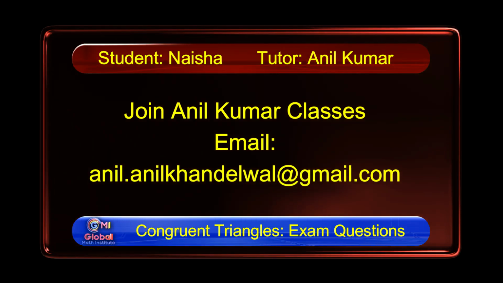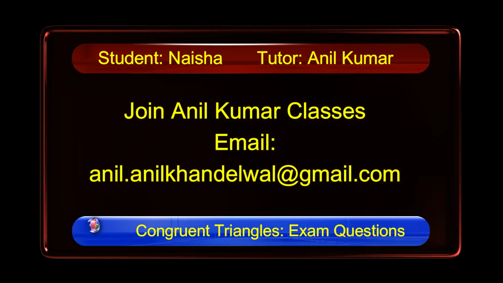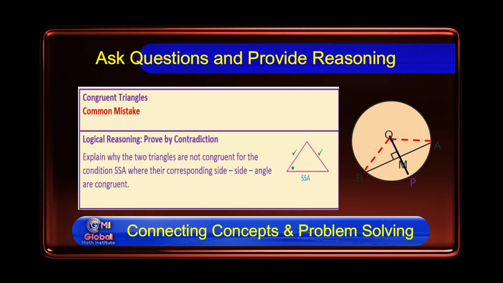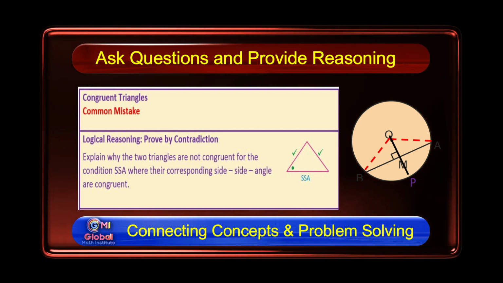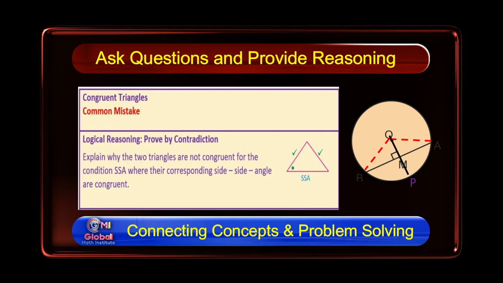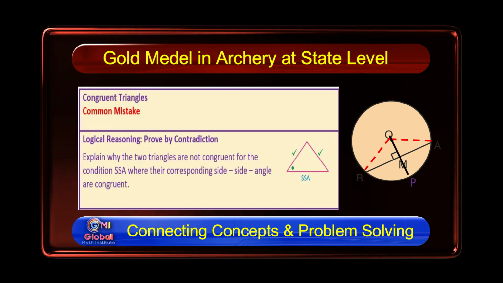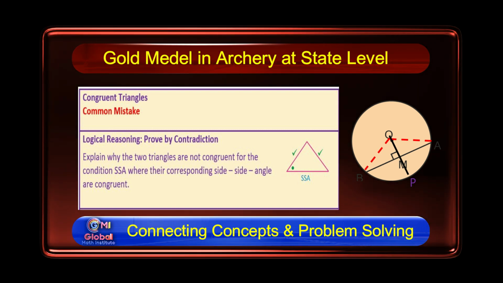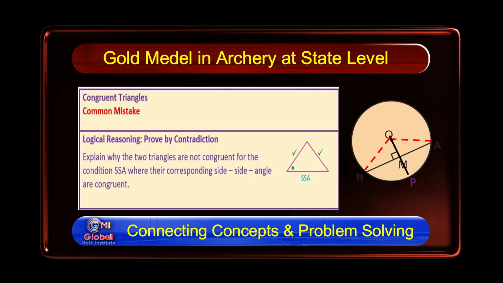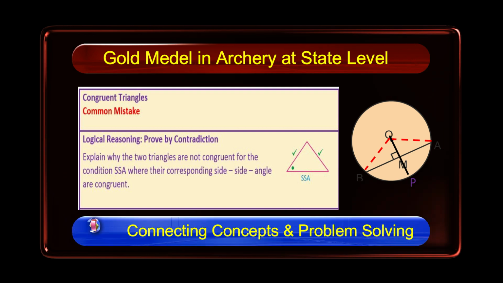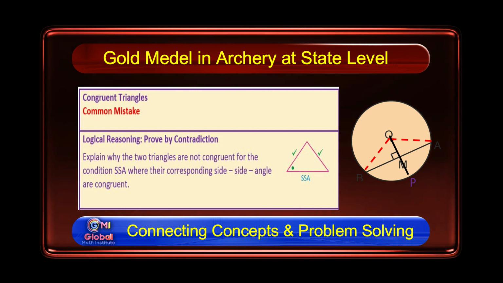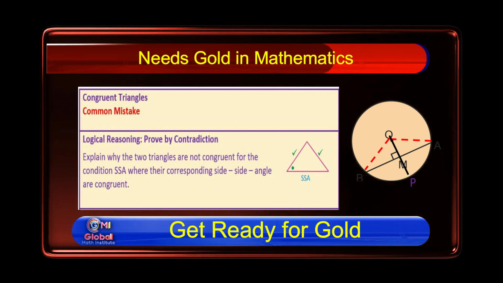In this video, we'll continue with congruent triangles and understand it at a deeper level. Here is a very important question to think about: why are two triangles not congruent if the condition of SSA is given to us? And how do we include many other concepts learned while solving questions, especially when we involve circles, triangles, similar triangles, and the Pythagorean theorem? We'll look into all this with our golden girl, Naisha.